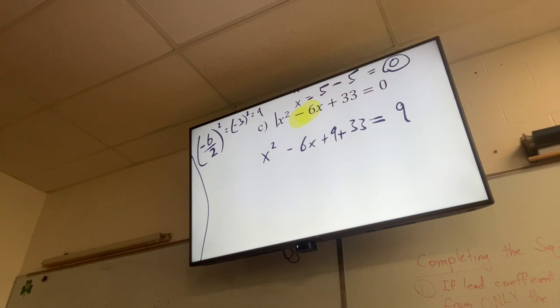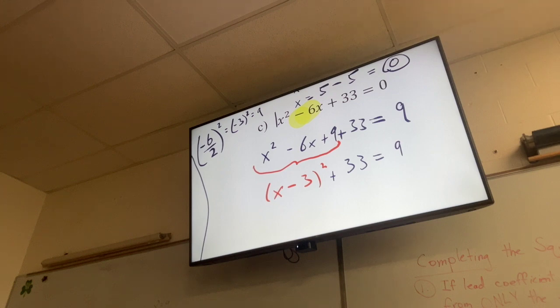Then I have these 3 terms right here. What can I rewrite those as? So I'm going to do parentheses squared. What goes inside the parentheses? The first term is always x. The second one is what? It's negative 6 divided by 2. So I take that yellow highlighted number, I divide it by 2, but I don't square it. So it's going to be negative 3. And then I still got the plus 33 equals 9 right there.